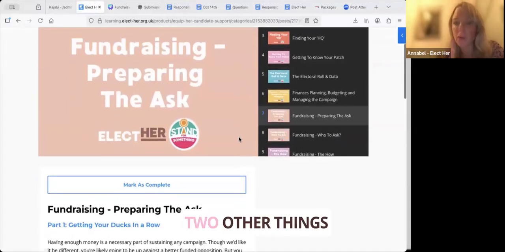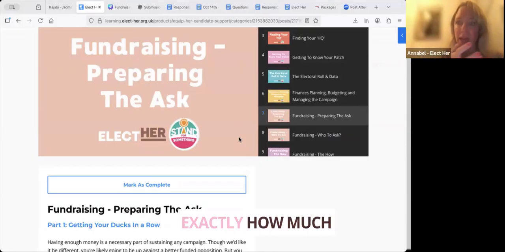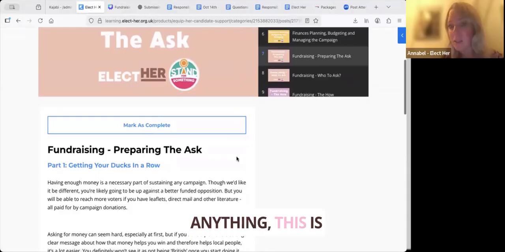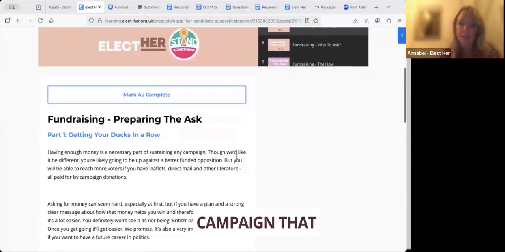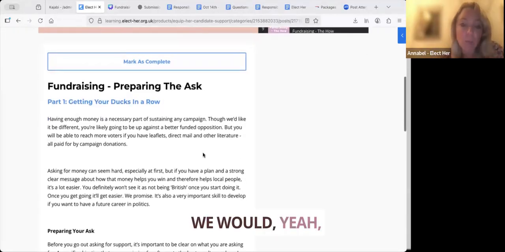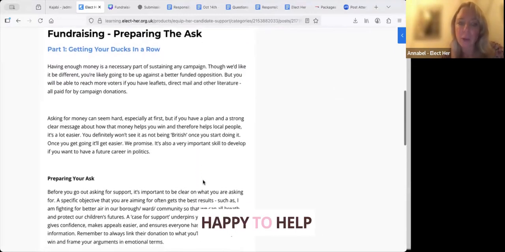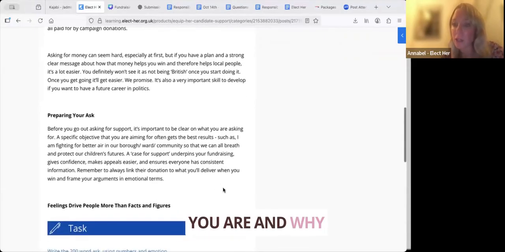I'm just going to talk about two other things before this section comes to a close. Having worked out exactly how much you are willing to spend and how much you need to raise. So, as with anything, this is like a campaign in itself. This little piece of fundraising is another campaign that helps the broader campaign. We would love politics to be better funded. It just isn't. But there are people who are happy to help and support. You have got to be very clear on who you are and why you're standing.